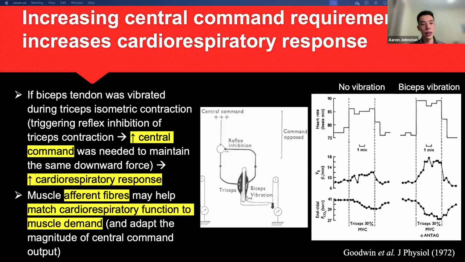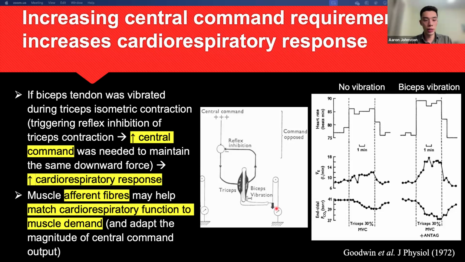Evidence for the role of central command then in the cardiorespiratory response. So what this is, is isometric contraction. So this participant is being told to basically maintain a steady load, basically pulling down on this weight. Triceps muscle is holding this weight there.